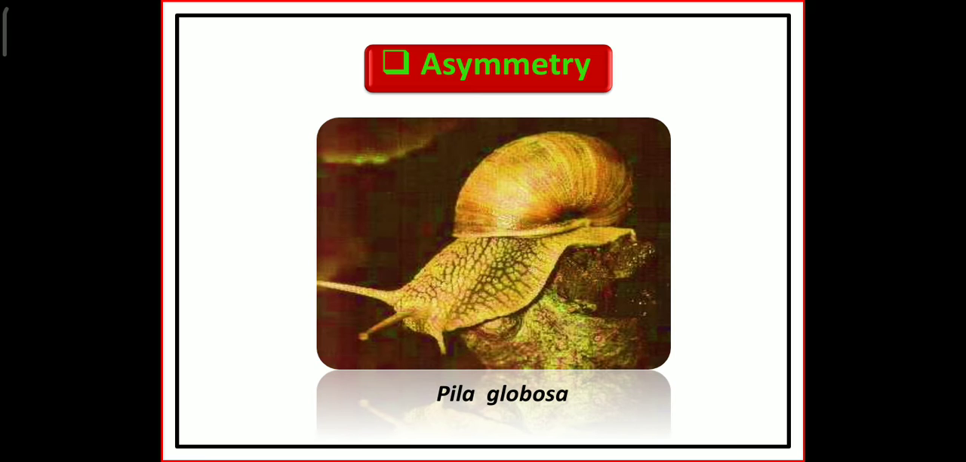Porifera and the adult gastropod are asymmetrical animals. You see here Pila globosa, which is under the phylum Mollusca, and this animal is asymmetrical because it cannot be divided into two equal halves along any axis.